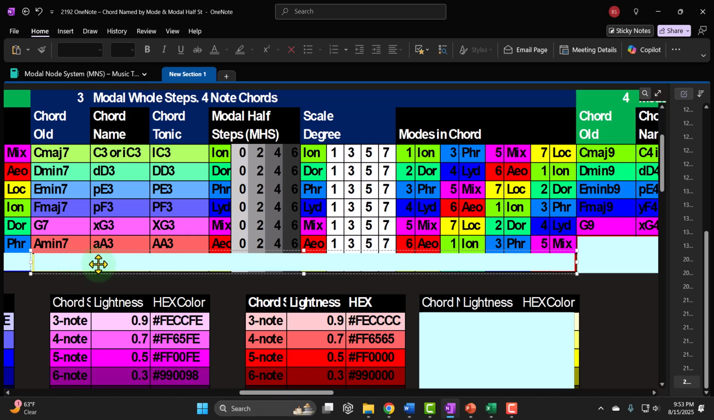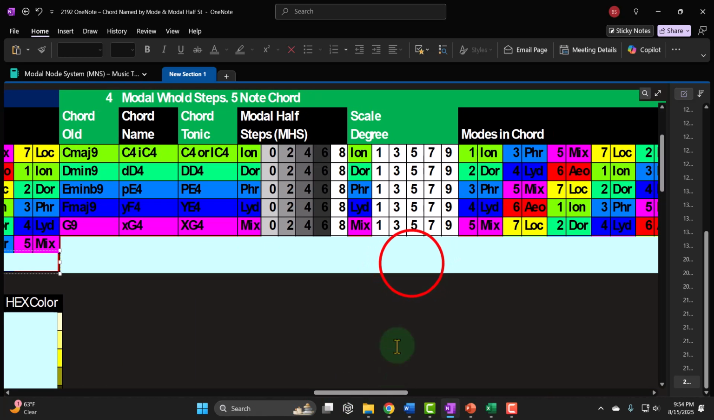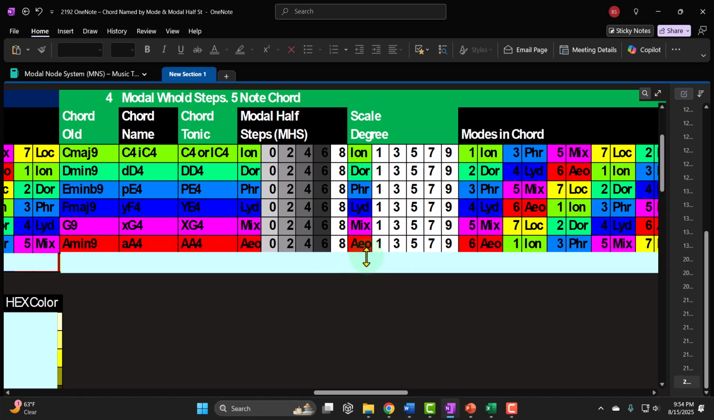I would rather call it an Aeolian A3, or just an Aeolian 3, or a 4-note Aeolian. That 3 represents 4 modal whole steps up from the root. 3 times 2 would give us 6 modal half steps up, plus 1 would be 7, the 7th scale degree. Last time we were on the 3, plus 2 gets us to the Mixolydian. That Mixolydian is 6 modal half steps up, or 7 scale degrees up, which is what we named the chord based on.